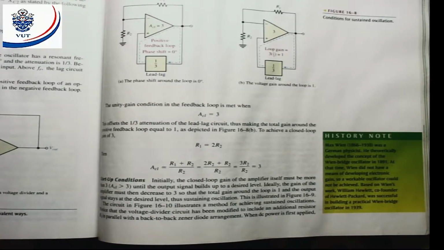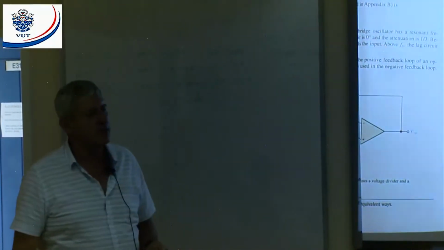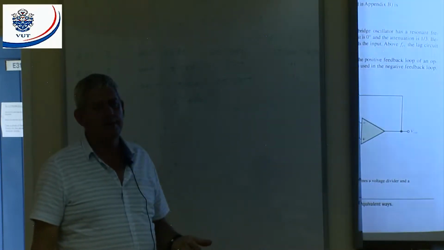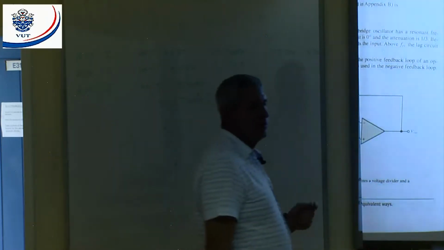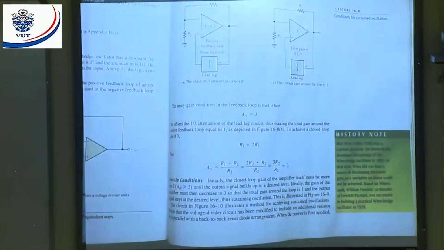Now again, we need startup conditions. What have I told you about starting up? What should my gain be for starting up? The closed loop gain should be larger than 1 for startup conditions. And that brings us to the following.